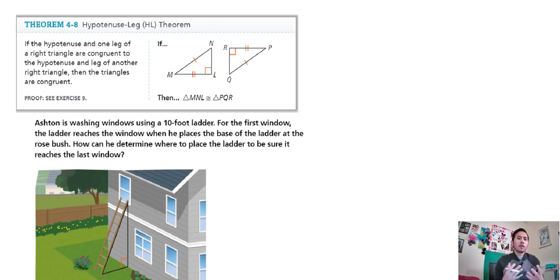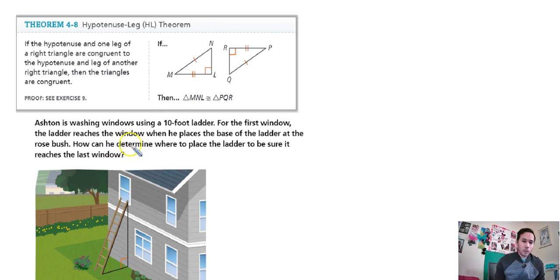So this theorem is related to your SAS theorem, because there are two sides involved and we have one angle, which is the 90 degrees. It's automatically the right angle there. So let's apply Theorem 4-8 in this problem.